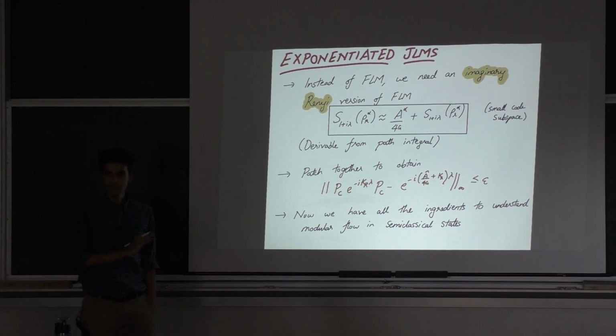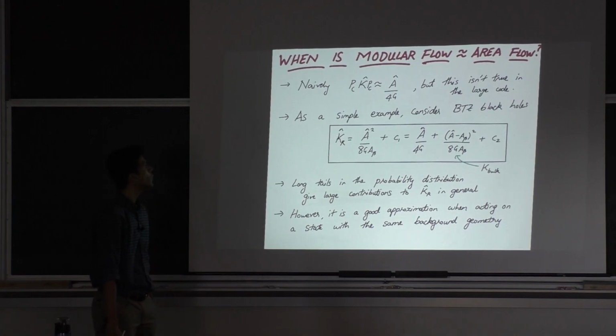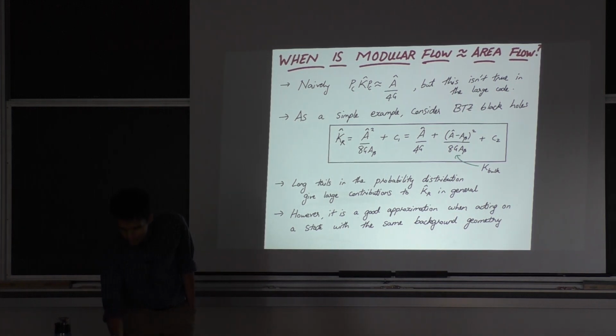So once we've thought about it this way, in this particular choice of code subspace, you have all the ingredients to understand modular flow in semi-classical states. So we have everything in place. Let's look at modular flow and see when it can actually be approximated by area flow. Naively, for a long time, I thought that it's always true that the modular Hamiltonian is just approximately the area, because we always say that the bulk correction is some order 1 thing and so on. But in this large code subspace, that's not actually true.